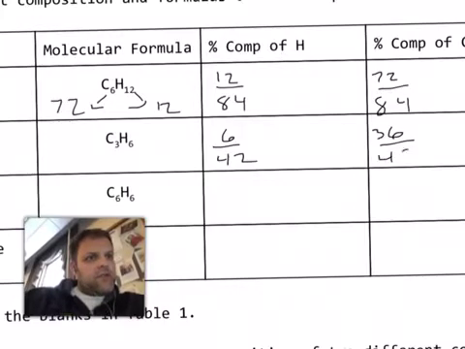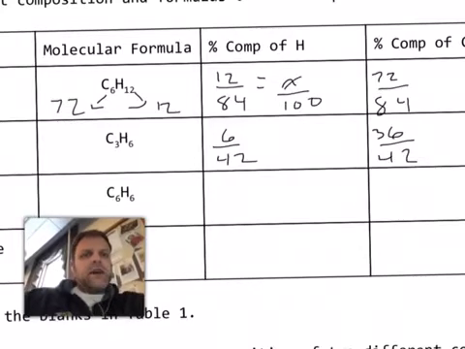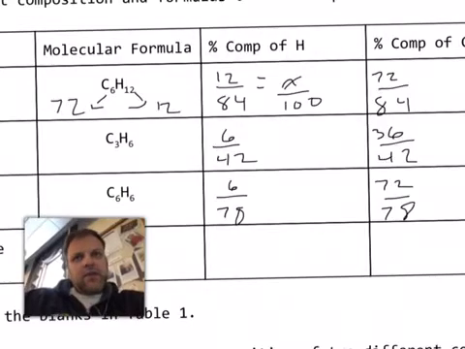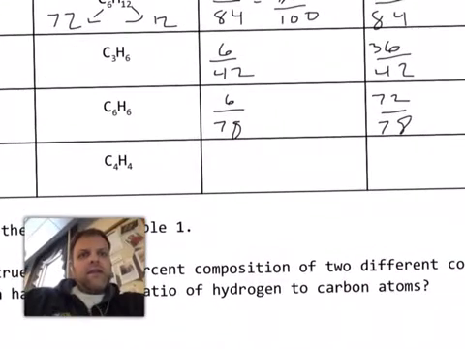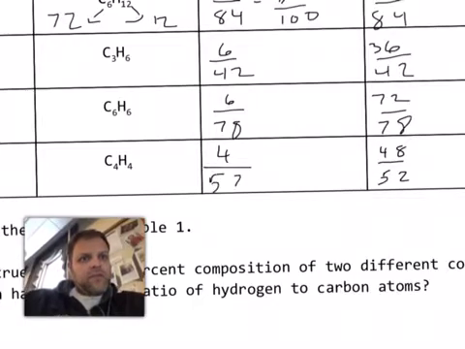42. And again, we just solve it by setting up equal to X out of 100 because the percentage is a number out of 100. 6 times 12 is 72, and 6 is 78. So 6 out of 78, 72 out of 78. And then this last one, if I can get at it, is going to be 48 out of 52. And this one will be 4 out of 52.